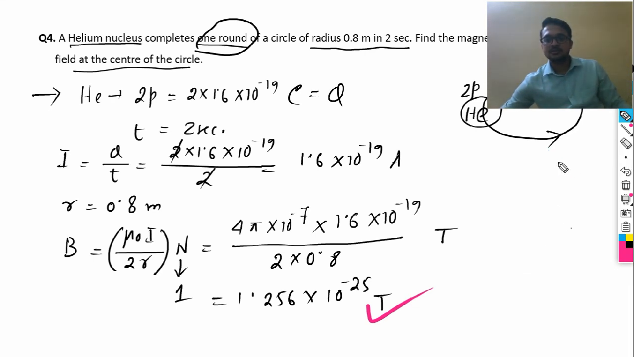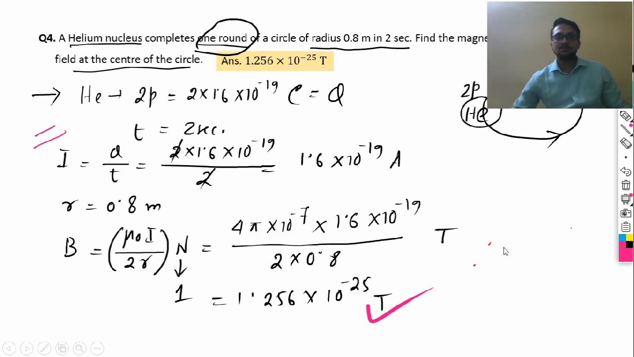Clear? You don't have to do much. So check the answer. The answer is 1.256 into 10 to the power minus 25 Tesla.